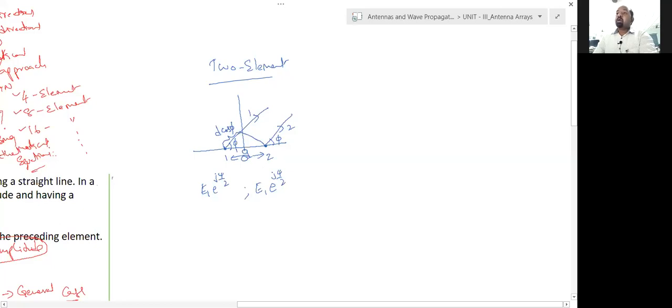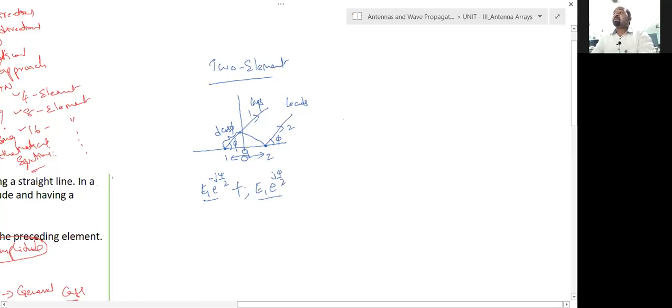Here, the field radiated by antenna 1 lags and the field radiated by antenna 2 leads. So therefore, we have E1 e power minus j psi by 2 and E1 e power j psi by 2. So the total is the field radiated by antenna 1 plus the field radiated by antenna 2.